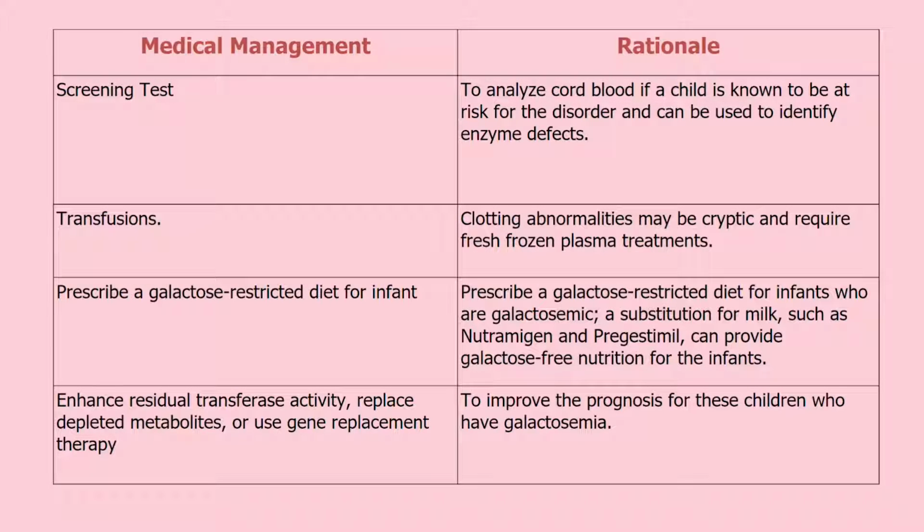Medical management. Screening tests. To analyze cord blood if a child is known to be at risk for the disorder, and can be used to identify enzyme defects. Transfusions. Clotting abnormalities may be cryptic and require fresh frozen plasma treatments. Prescribe a galactose-restricted diet for infants who are galactosemic. A substitution for milk such as Nutramigen and Pregestimil can provide galactose-free nutrition for the infants. Enhance residual transferase activity, replace depleted metabolites, or use gene replacement therapy to improve the prognosis for these children who have galactosemia.